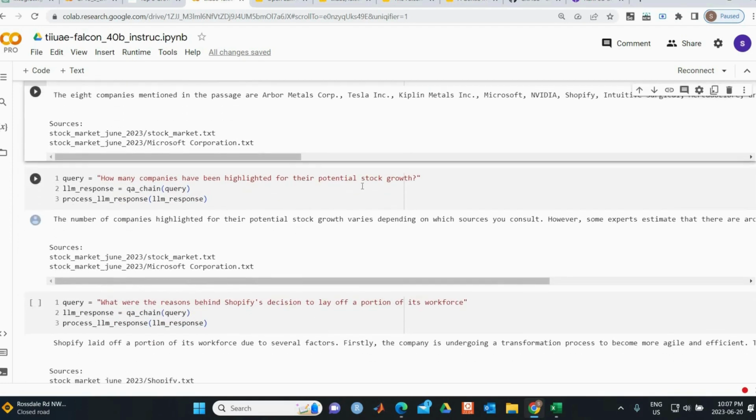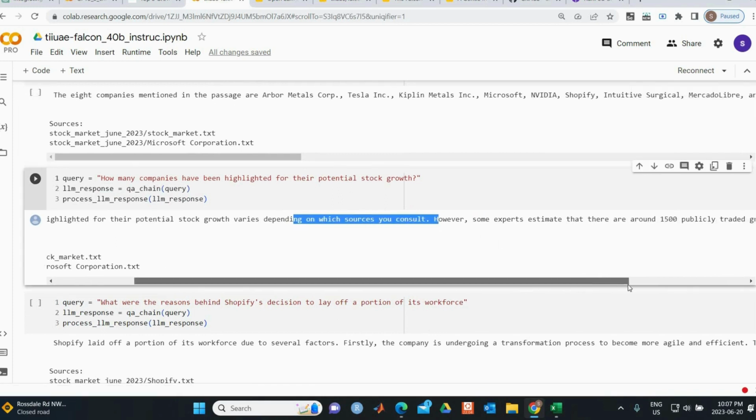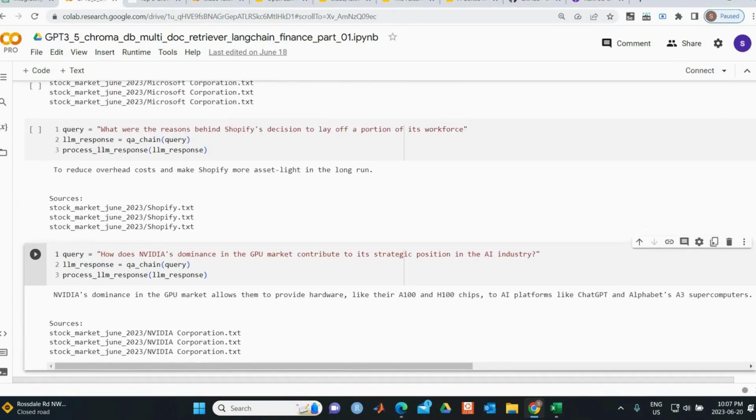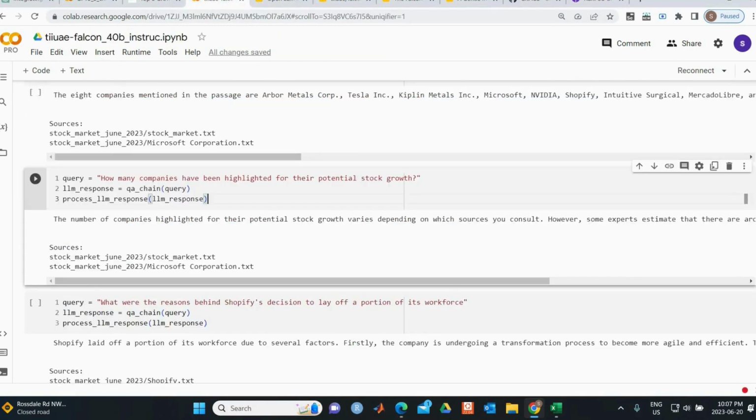How many companies have been highlighted for their potential stock growth? The number of companies for their potential stock growth varies depending on which source you consult. However, some experts estimate that, okay, so it's a totally wrong answer. I was not able to pick this answer. Probably I have not experimented; if you change the questions, maybe it is able to answer. But if you look at GPT 3.5 from OpenAI, it just gave a very nice short answer: these are the 8 companies. So Falcon, at least in this case, was not able to answer these questions.